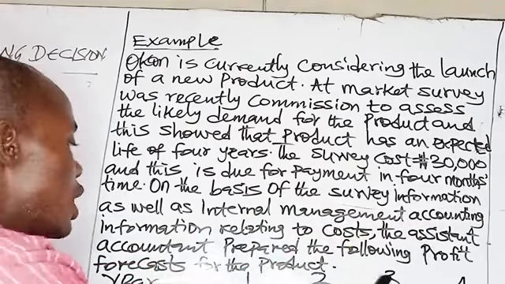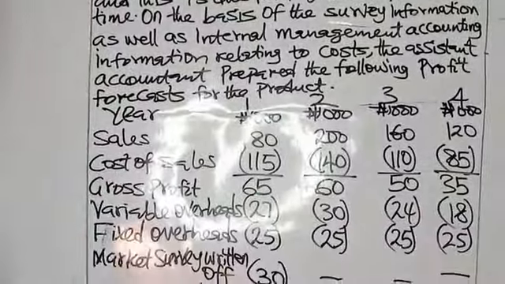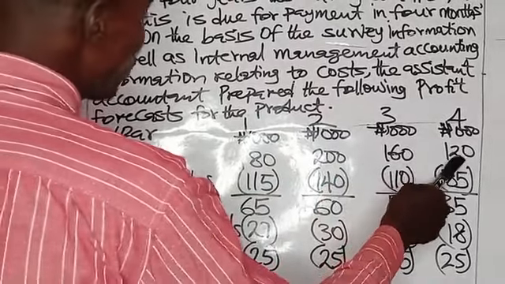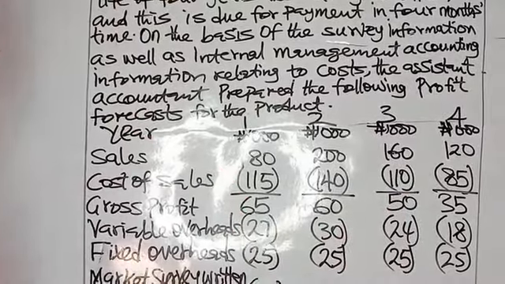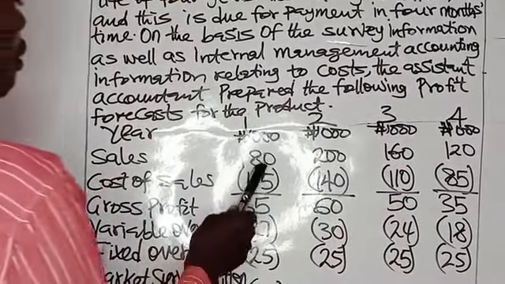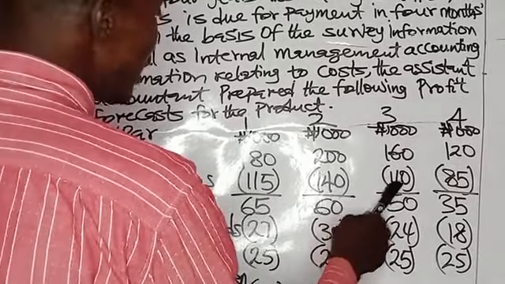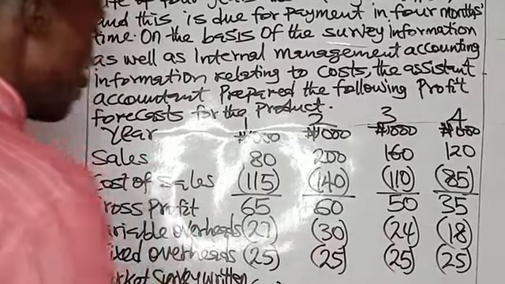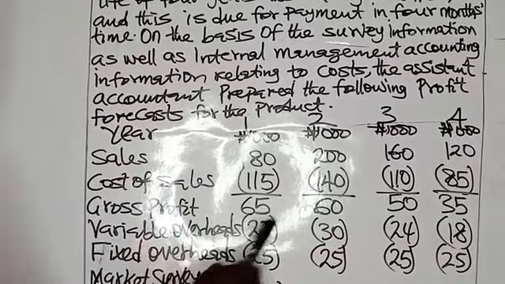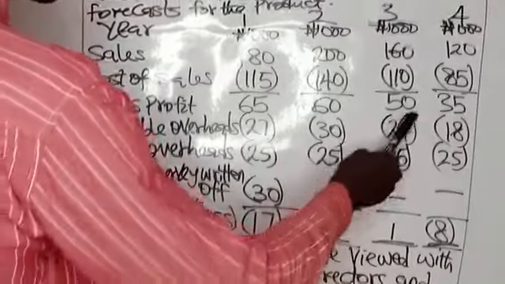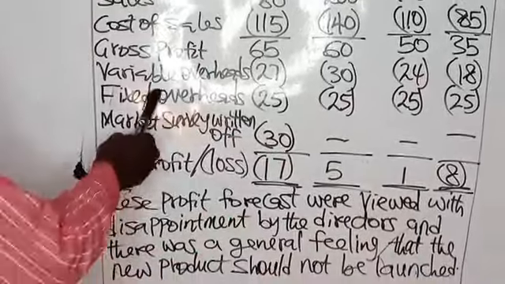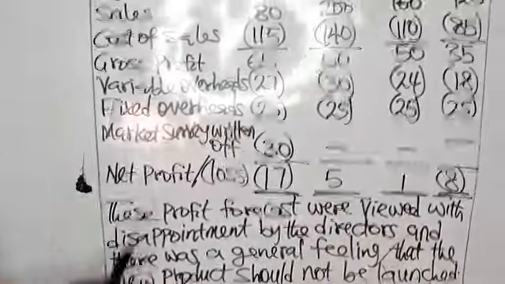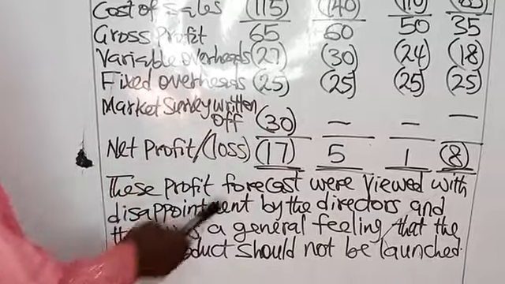We have year 1, 2, 3, and 4, amount in 1,000 naira. Sales 180, 200, 160, 120 for year 1, 2, 3, and 4 respectively. Cost of sales 115, 140, 110, and 85 respectively. Gross profit 65, 60, 50, and 35. Variable overheads 27, 30, 24, and 18. Fixed overheads 25, 25, 25, 25 for each of the years. Market survey written off 30 for year 1 alone.